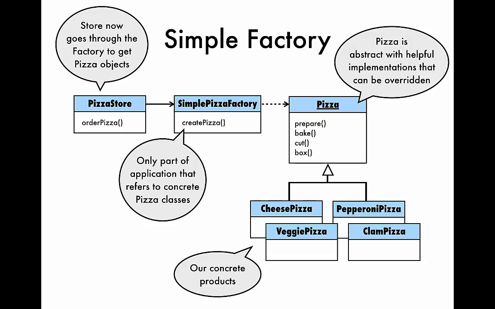An important part of this design is to notice that the pizza store object never refers to concrete pizzas. Only the SimplePizzaFactory refers to the concrete pizza classes. This means that if we add a new kind of pizza to our application, we don't have to modify any code in the pizza store class.